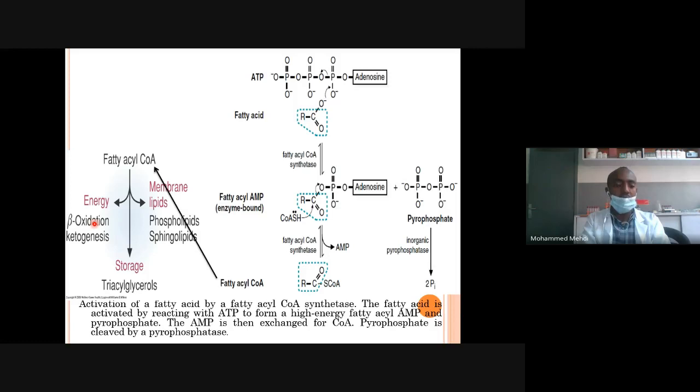Now we are looking at beta oxidation. Beta oxidation occurs after it is activated by fatty acyl CoA synthetase. There are different isoforms for those different carbon lengths: short chain fatty acyl CoA synthetase, medium chain fatty acyl CoA synthetase, and long chain fatty acyl CoA synthetase. These are different isoforms of fatty acyl CoA synthetase.